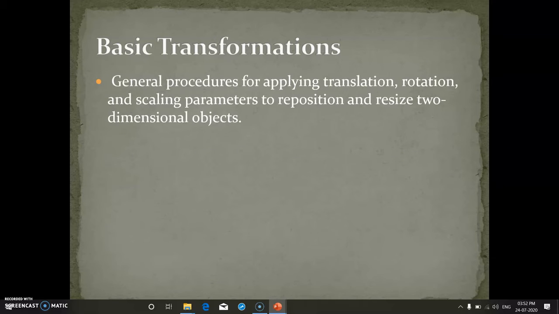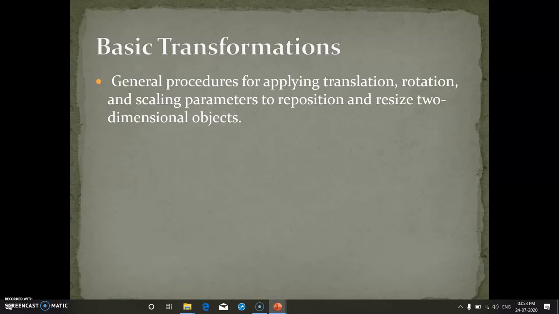When visualizing an object, it is desirable to scale, rotate or translate the object. Basic 2D transformation simulates the movements. These are general procedures for applying translation, rotation and scaling parameters to reposition and resize two-dimensional objects. Basic 2D transformations simulate the movements and manipulation of objects in the plane. It is basically used to change the shape, size and orientation.